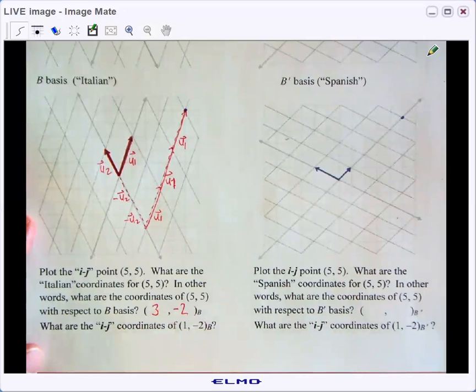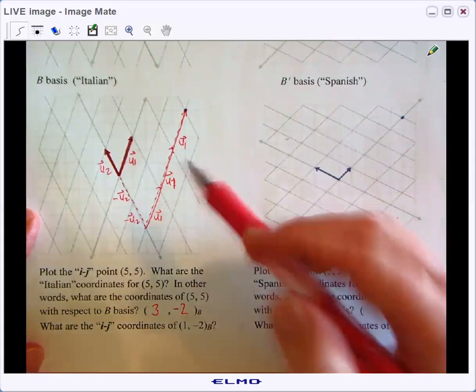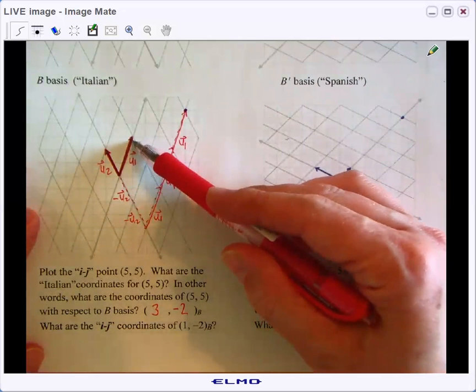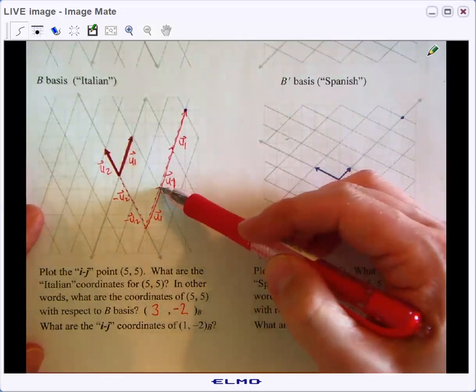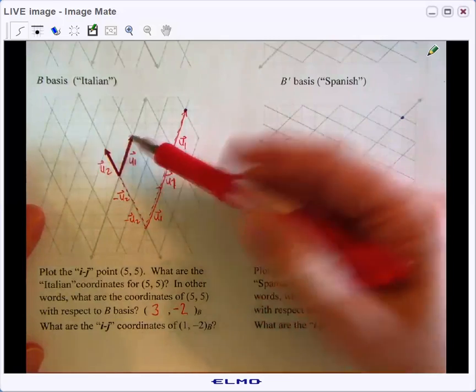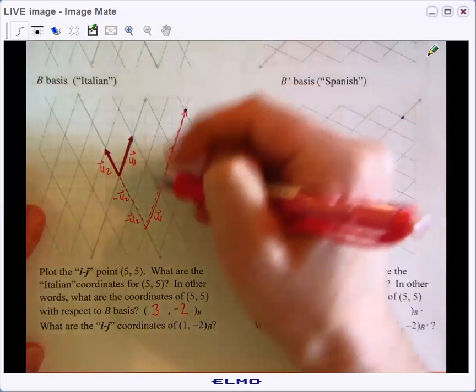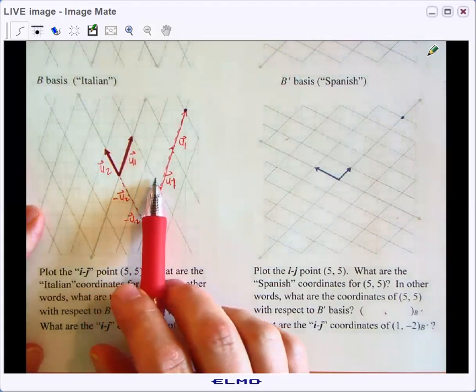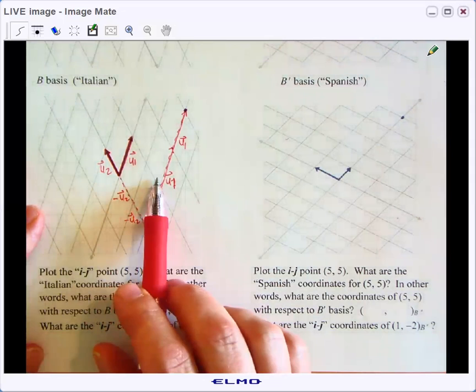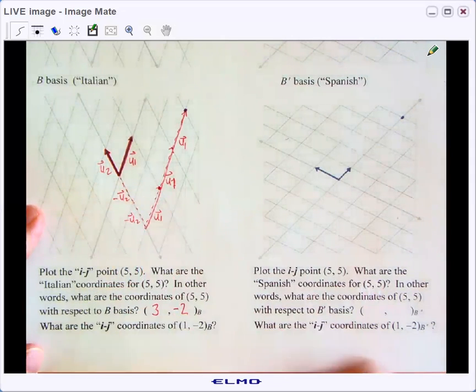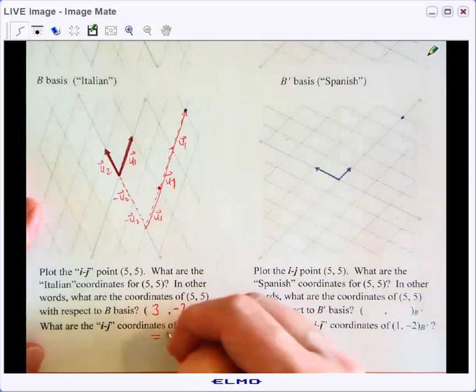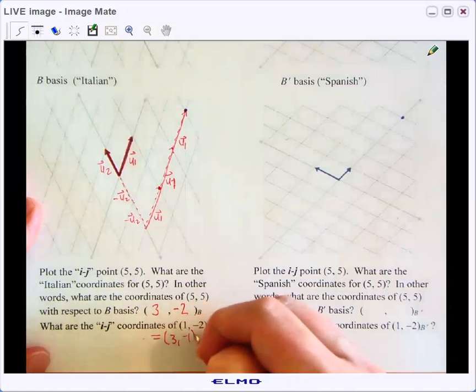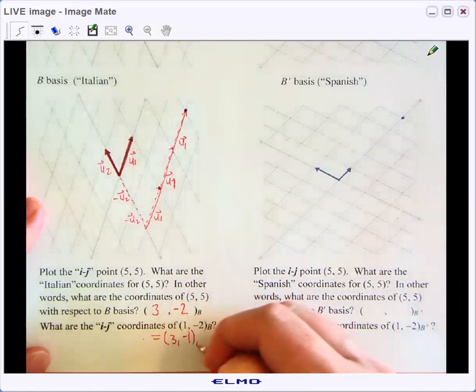Now, be careful when we're going the other way around. If I have (1, -2) in Italian, that means do 1 of the first vector and minus 2 of the second vector. That would put us right here, which, if you look at the IJ grid I've put on here, is 3 units to the right and 1 unit down. So this corresponds to the point (3, -1) with respect to IJ.